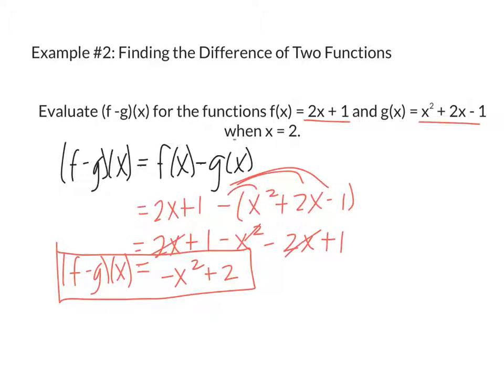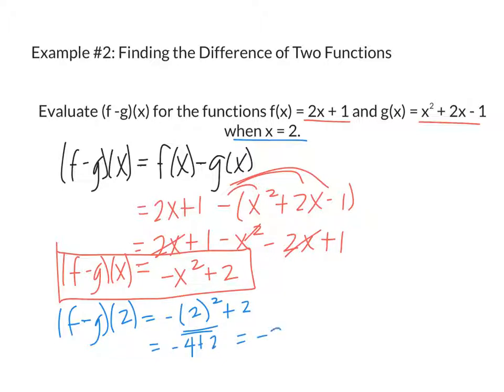Then we will substitute in x equals 2. So f minus g of 2 then would be negative parentheses 2 squared plus 2. Now 2 squared you have to do first. 2 squared is 4, and then it's negative, so negative 4 plus 2 equals negative 2. So f minus g of 2 equals negative 2.